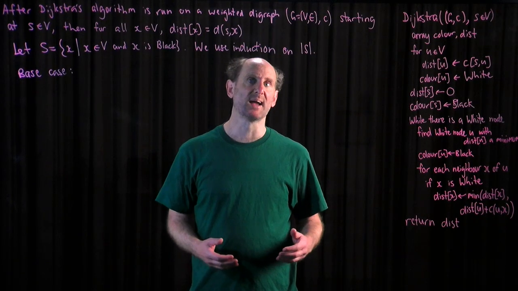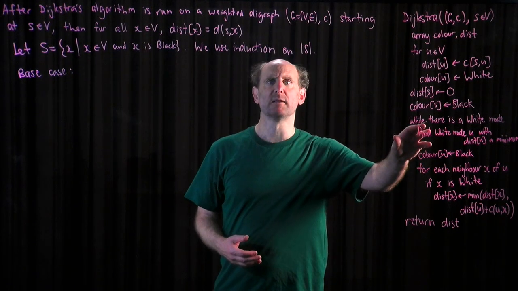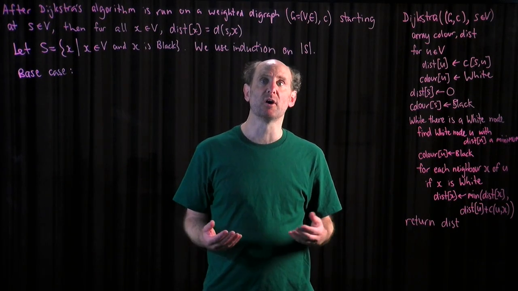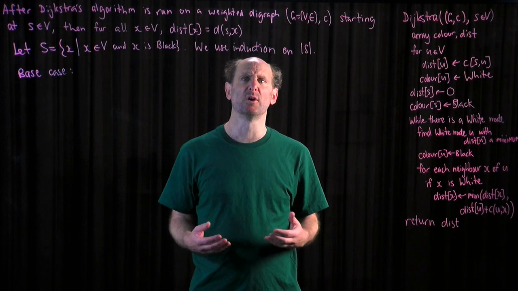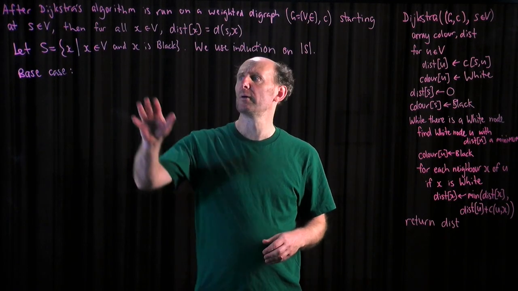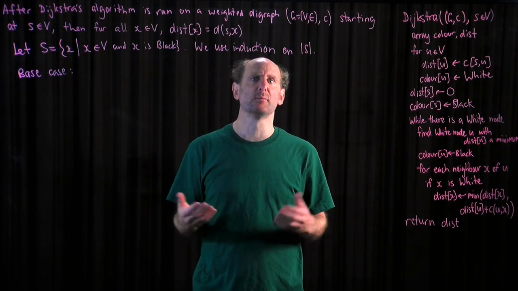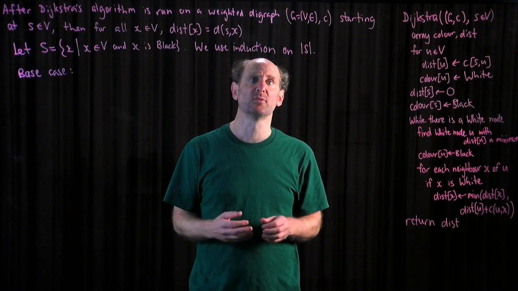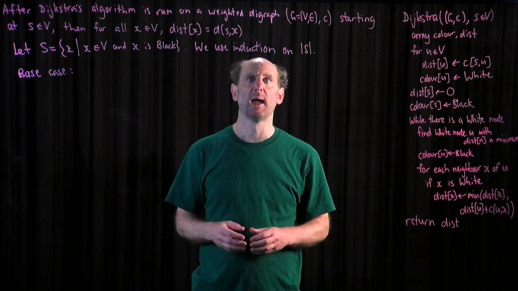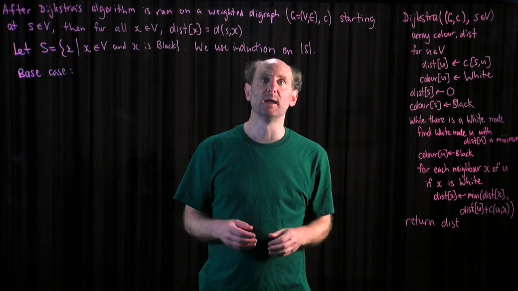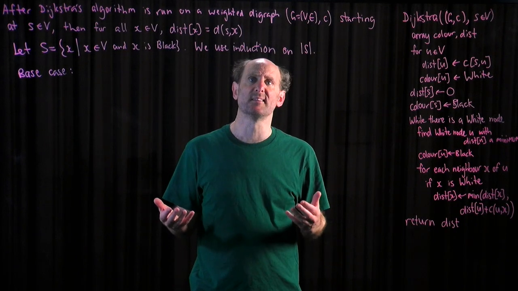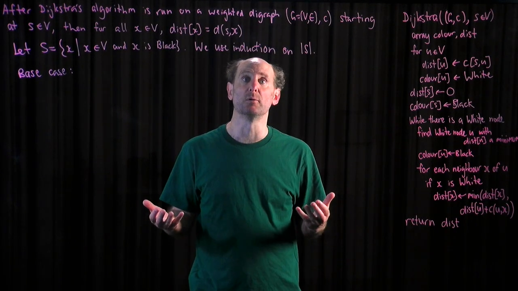In the base case, when we arrive at the top of the while loop for the first time, only the source node is black. So our set S is just equal to the set containing the single source node, little s. And dist S equals 0, which is just the distance from S to S, so our result holds.